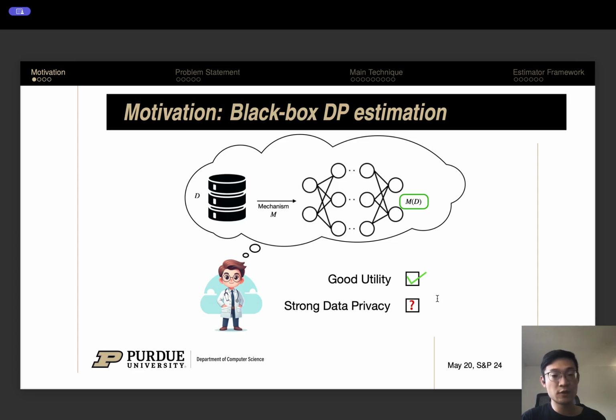We would like to help the domain experts answer such a question in a black box way. This is because if we could answer it in a black box way, then the domain expert can empirically estimate the privacy of their mechanisms by themselves.